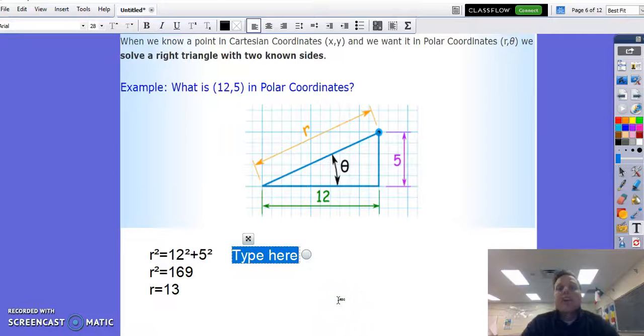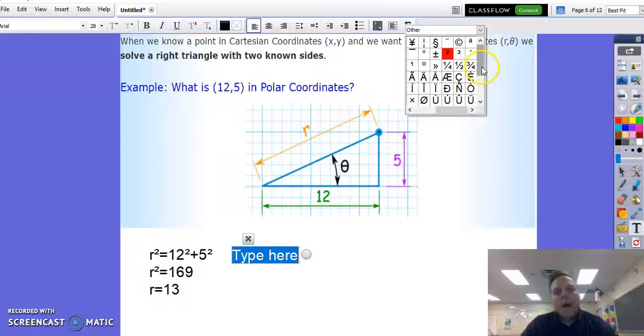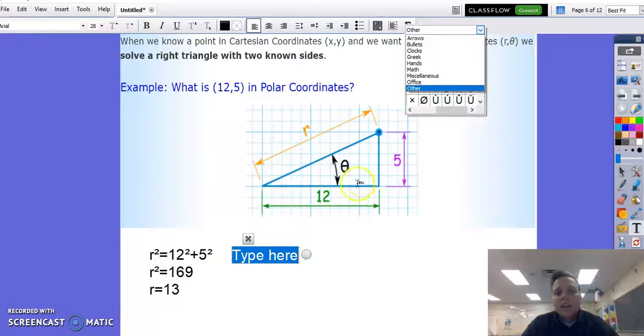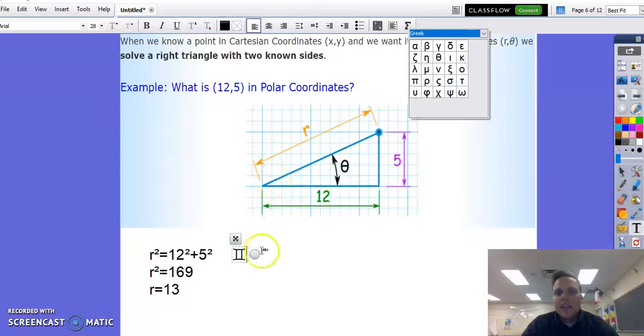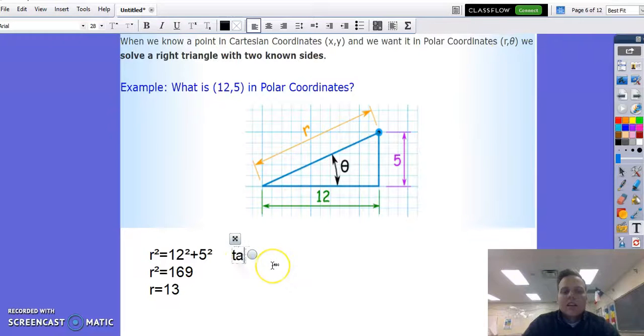Let's do another problem here. Well, not another problem, but let's find theta. I apologize for misspeaking there. Let's find theta. Now think to yourself for a second. How can I find theta? Well, I know the opposite from theta, and I know the adjacent from theta. Is there a trig ratio that deals with opposite and adjacent? SOHCAHTOA. Because this is a right triangle, right? There is. Tangent. SOHCAHTOA. Tangent.